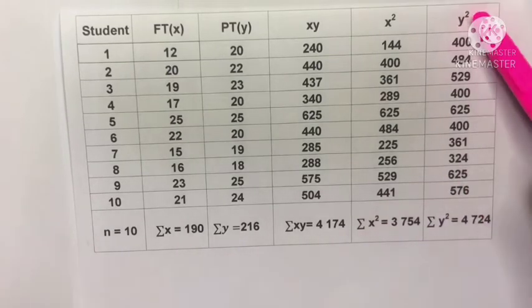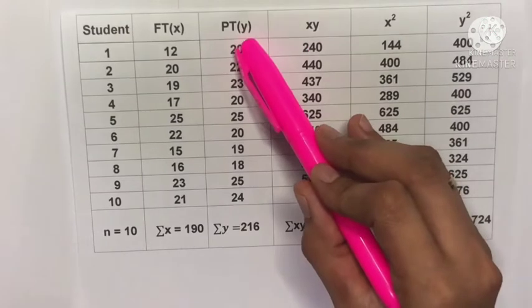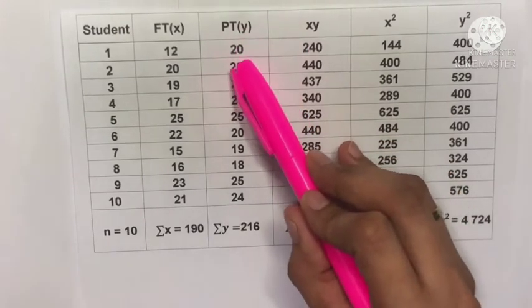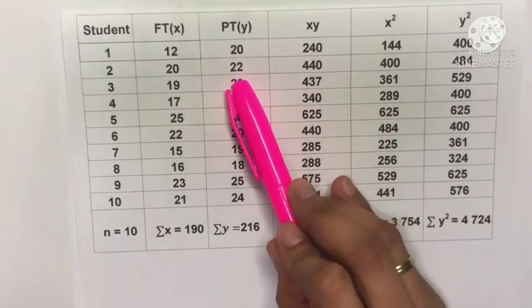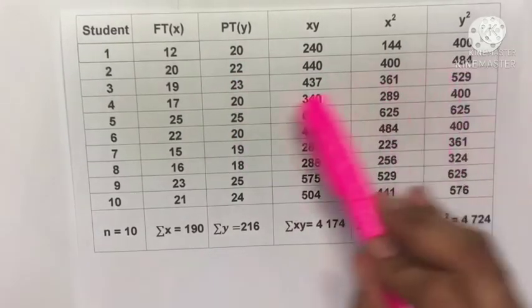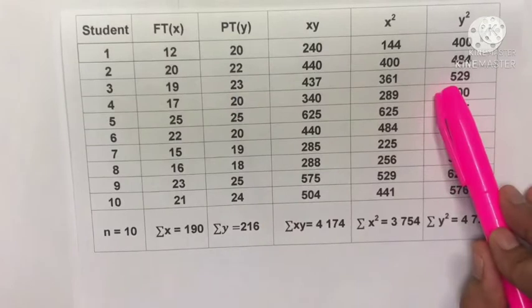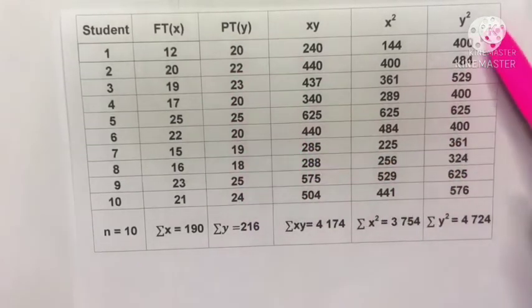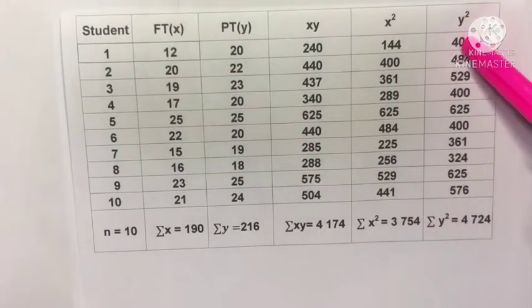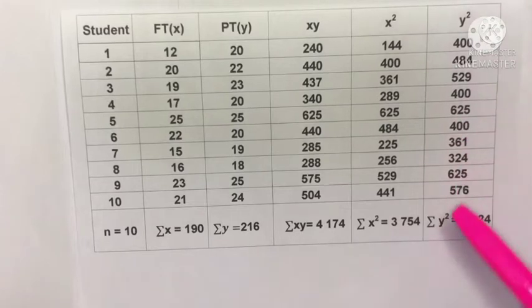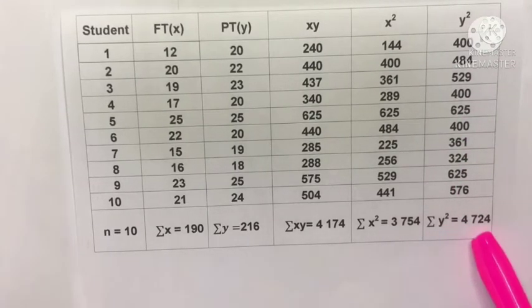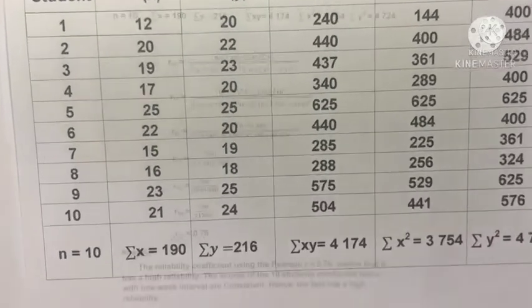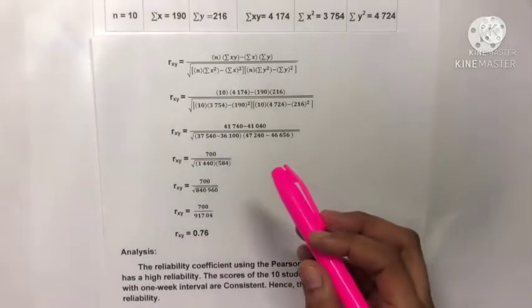For y squared, you are going to multiply, in this case, 20 times 20, 400. 22 times 22, 484. 23 times 23, 529, and so on. If we get the total of this, all in all, summation of y squared is equal to 4,724. Okay, let's proceed to the substitution.